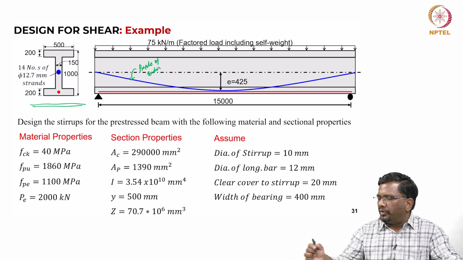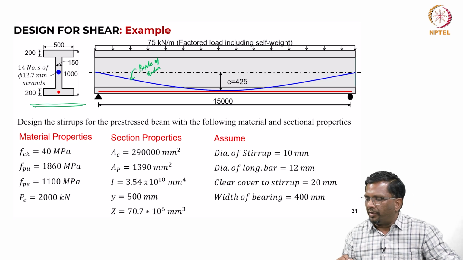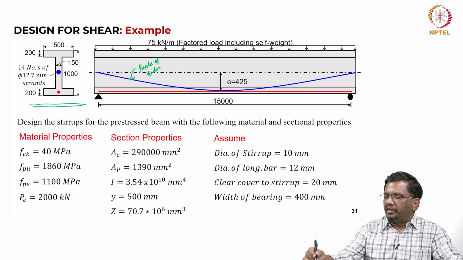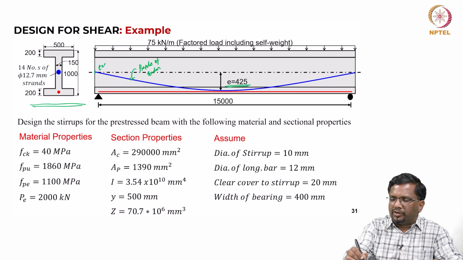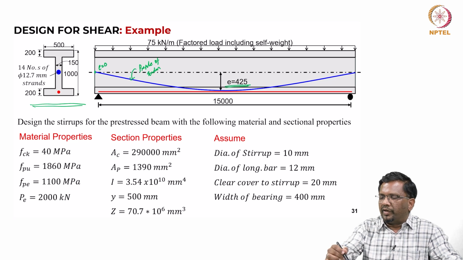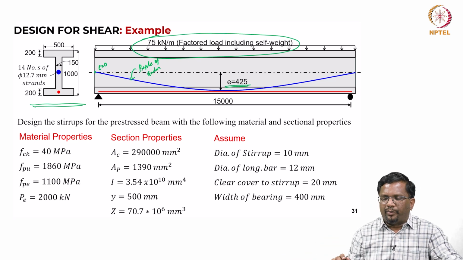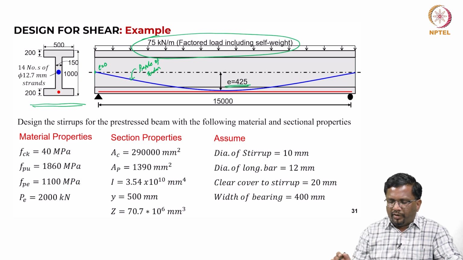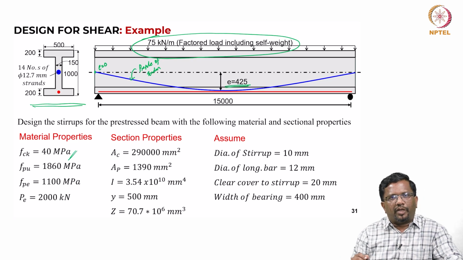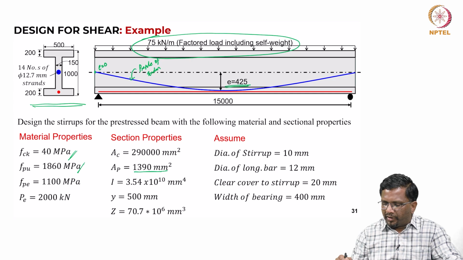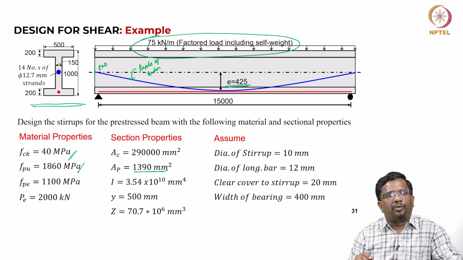In addition to that, I also have some nominal longitudinal bar and flange width dimensions given to you. The eccentricity of the cable at midspan is 425, at support it is 0, and from analysis your beam is subjected to 75 kilonewton per meter of factored load. Concrete strength is taken as 40 megapascal. Area of pre-stressing steel is taken as 1390 mm square, and these are all strength properties.